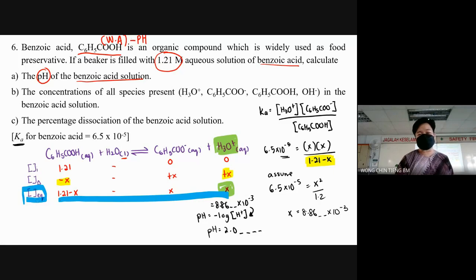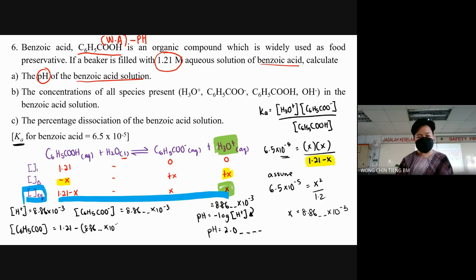Kamu hanya ada X, kamu substitute your X and then you will get it. Concentration H plus dah selesai kat sini. Kamu dah dapat 8.86 darab 10 kuasa negatif 3. Concentration C6H5 pun tak ada masalah sebab dia X juga. So 8.86 bla bla bla darab 10 kuasa negatif 3. Concentration C6H5 pun tak ada masalah. Kamu tolak je lah, betul? Okay, 1.21 minus 8.86 bla bla bla darab 10 kuasa negatif 3. So you'll get the answer. So the problem arise, soalan tanya OH minus.